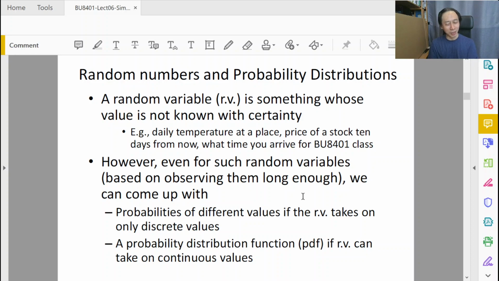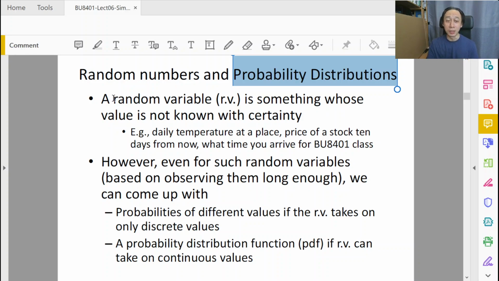But wait, isn't random number so random that you don't know what to expect next? Yes and no, right? Yes and no. So by random number, we are not going to generate any random number. We're going to generate random numbers that will follow a prescribed probability distribution. Okay, so what is probability distribution? Now we have to get into that.